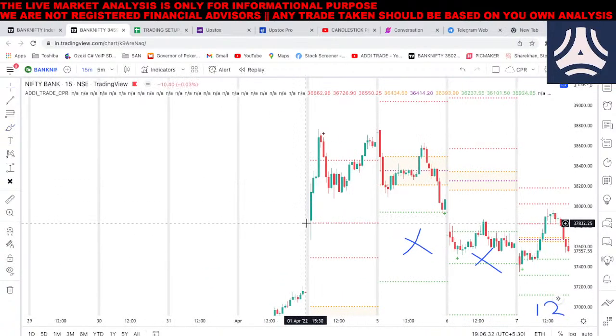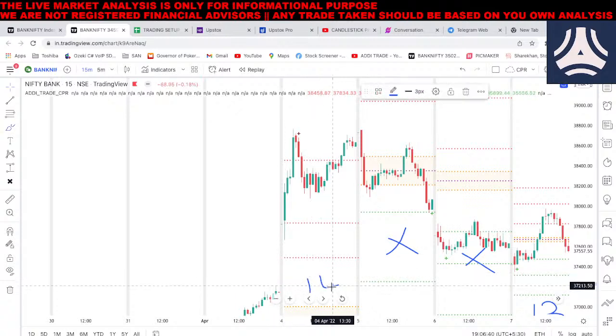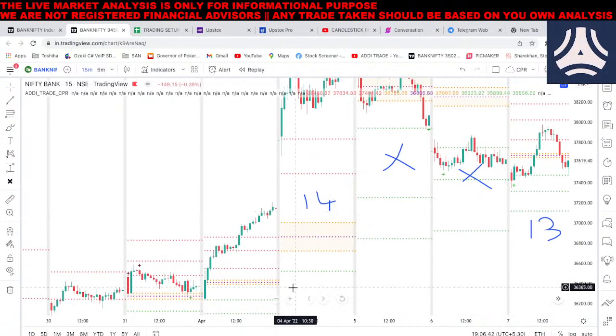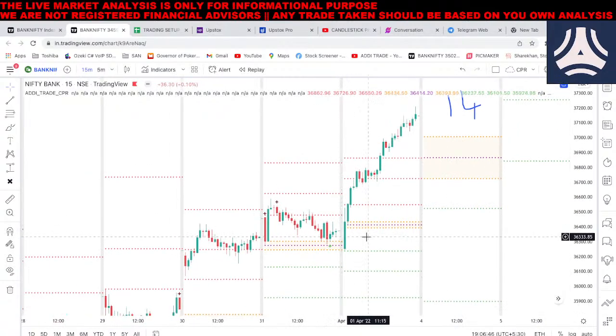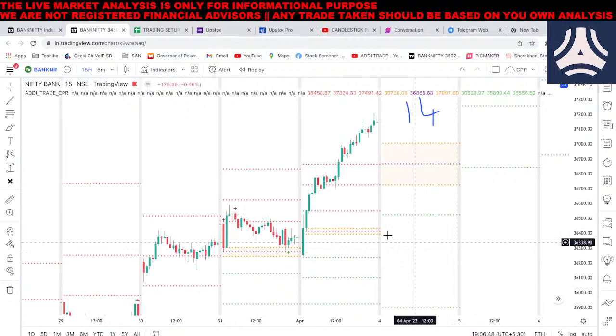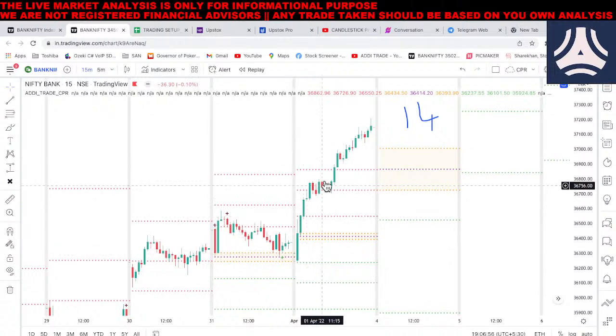This was a clear-cut breakout of R2 and a hit of R3. This was also tradable. I'm going to mark this as 14. And this is April 1st. Days like this, we won't get a lot of times, but the moment this R1 broke, see the kind of move that we had. This was very much tradable.